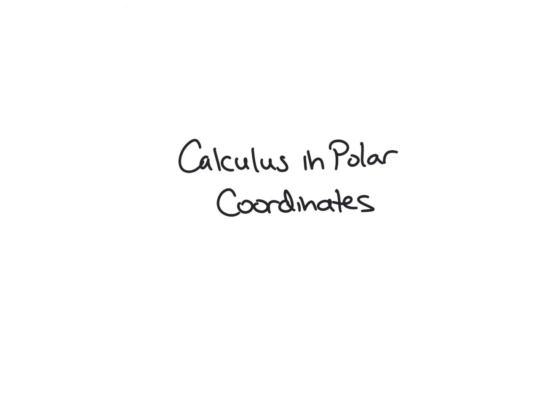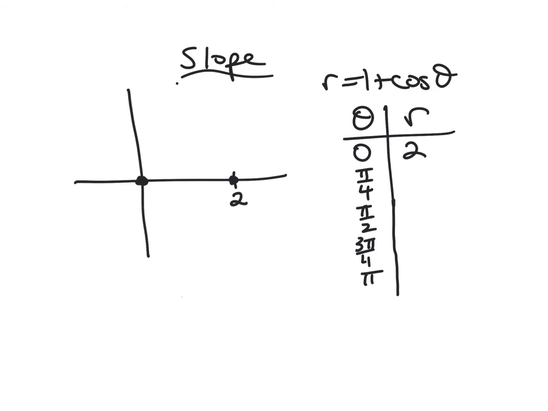Hello everyone, in this video we are going to do some calculus in polar coordinates. Before we can talk about slope, we want to be able to graph this function. This is a good little bit of review. So we want to look at r is 1 plus cosine theta.